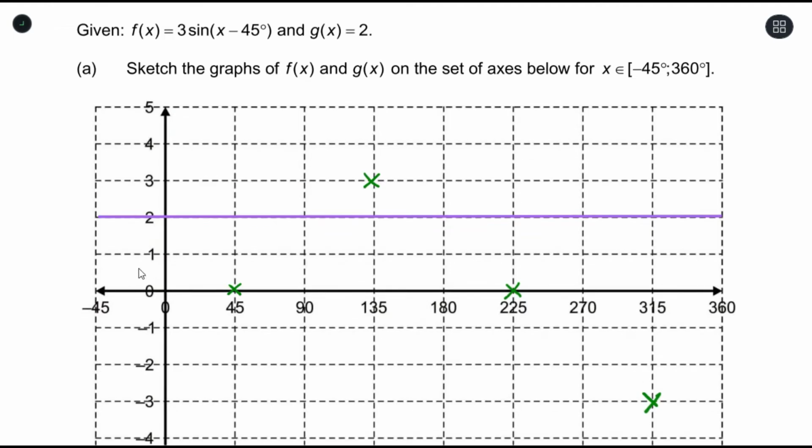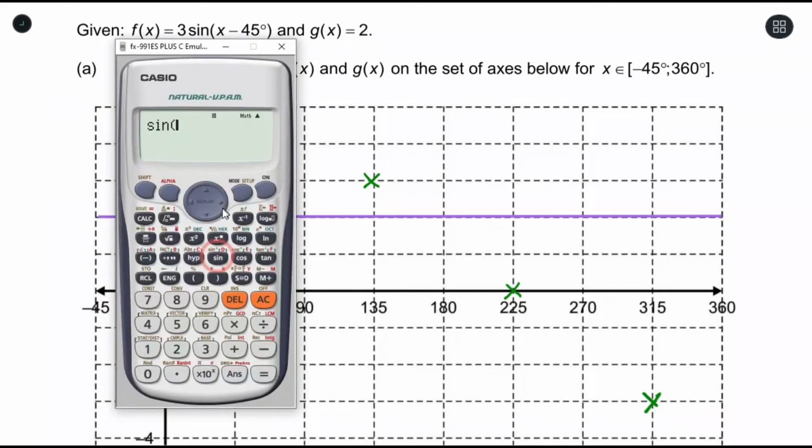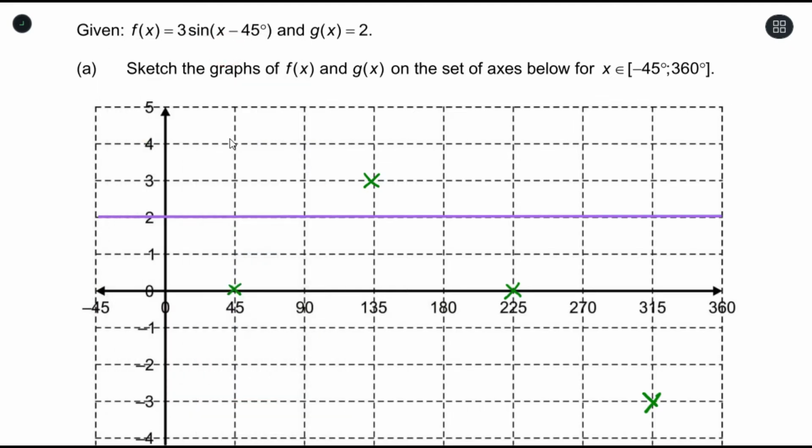Now on the negative x-axis, right? So if you put in your calculator sine negative 90, as you can see, it gives you negative 1, but we're multiplying this by 3, which will mean that it is negative 3. But we now need to move our graph 45 units to the right, so it becomes (negative 45, negative 3), which is there.